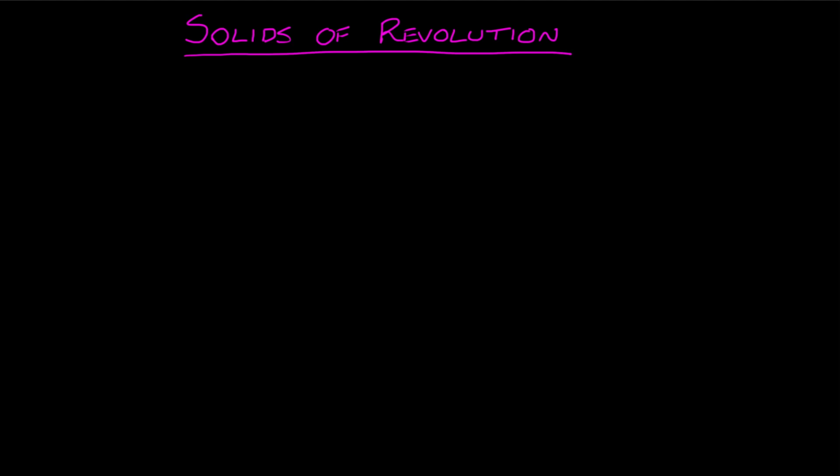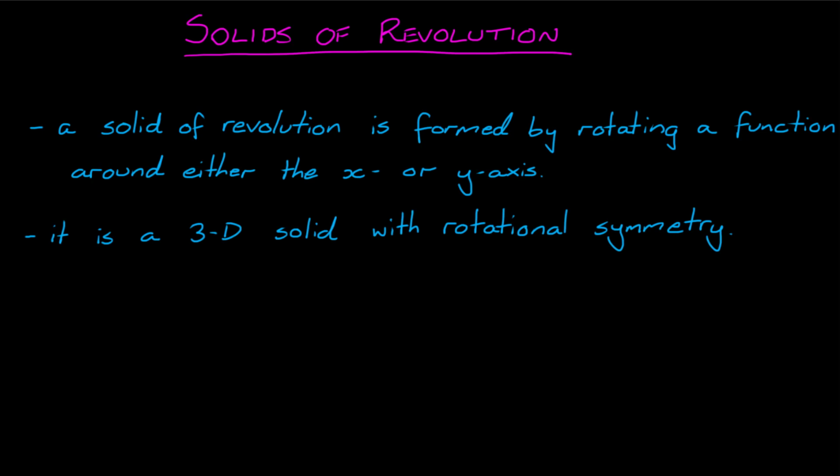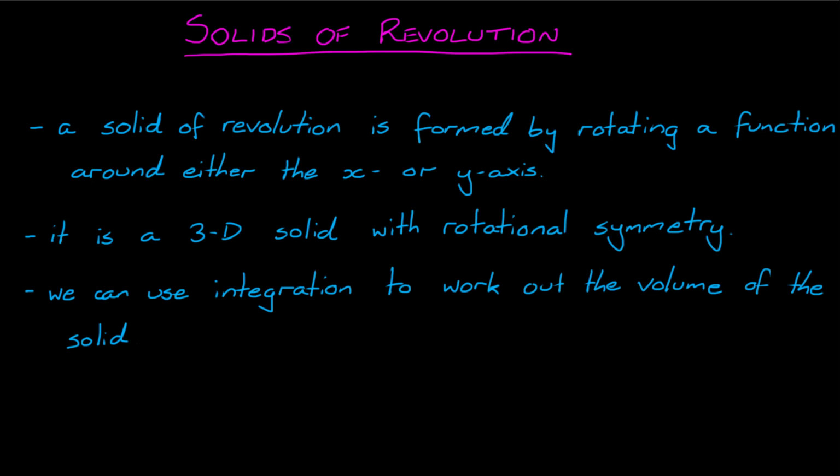Hi guys, in today's video we're going to talk about solids of revolution. A solid of revolution is formed by rotating a function around either the x or y axis. All solids of revolution are three-dimensional solids that are rotationally symmetric. And the reason that we're covering solids of revolution in this topic is that we can use integration to work out the volume of the solid formed.